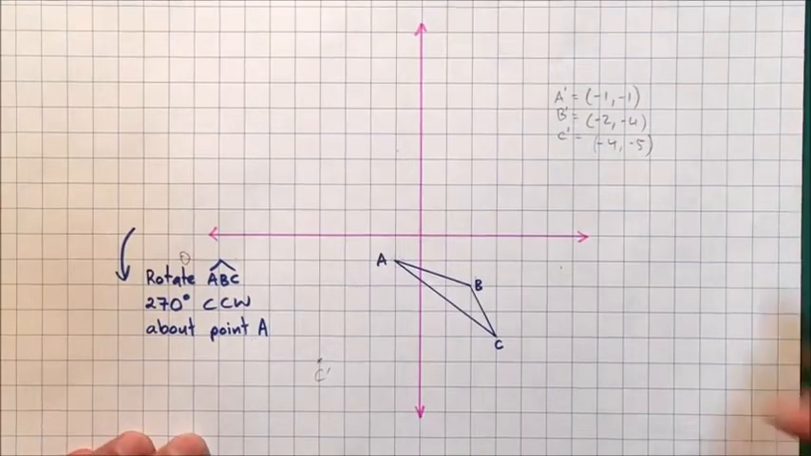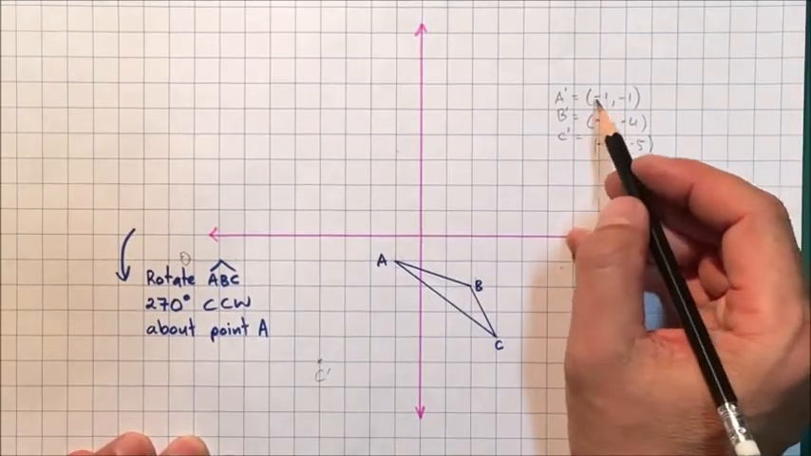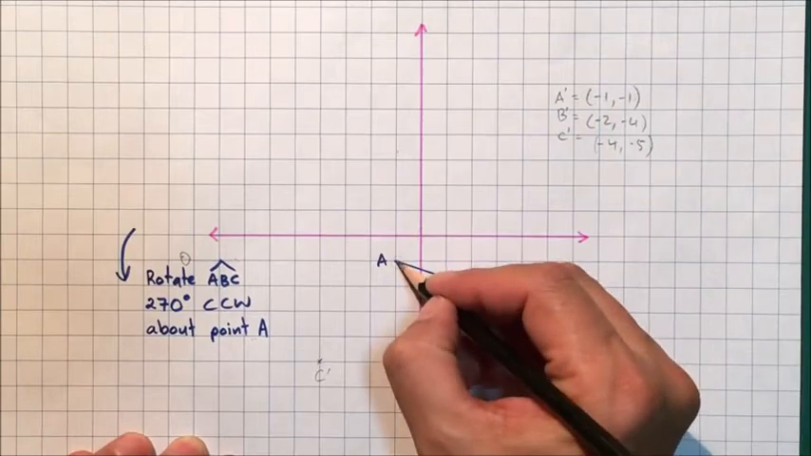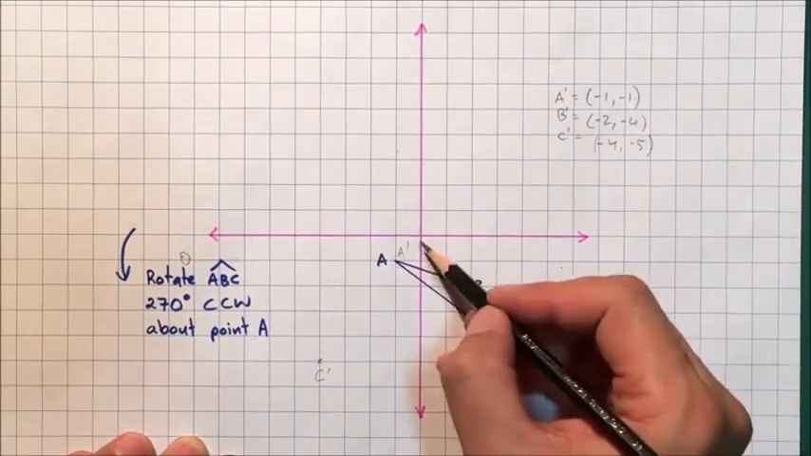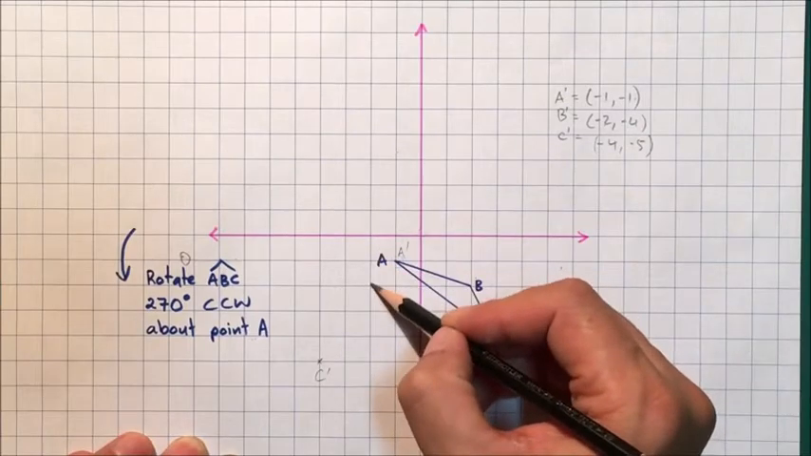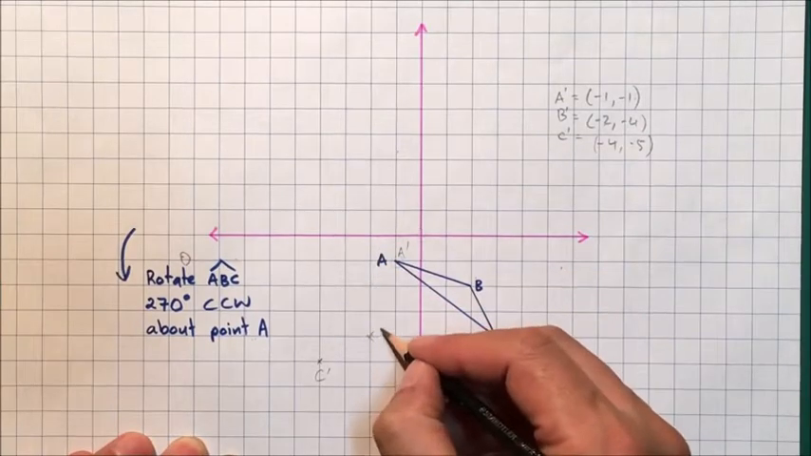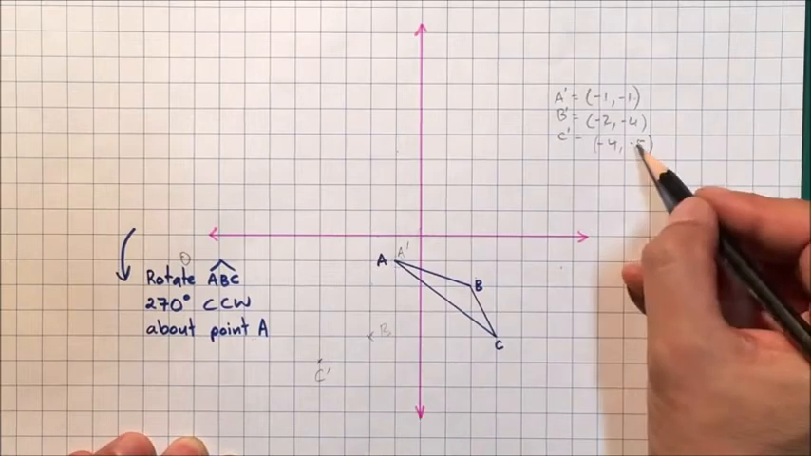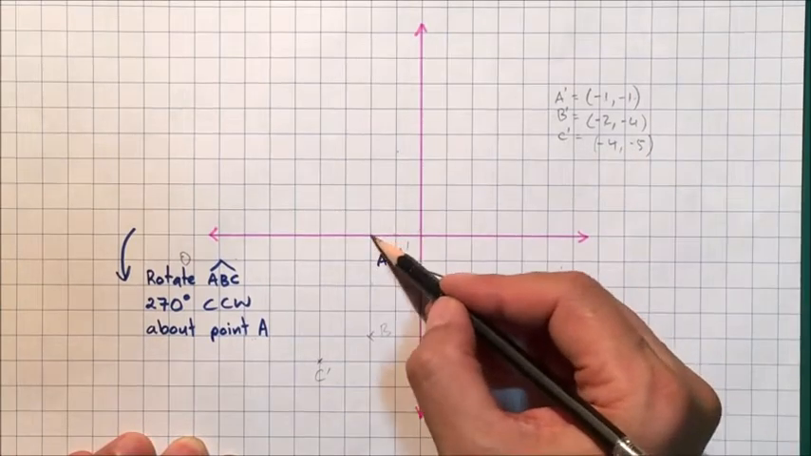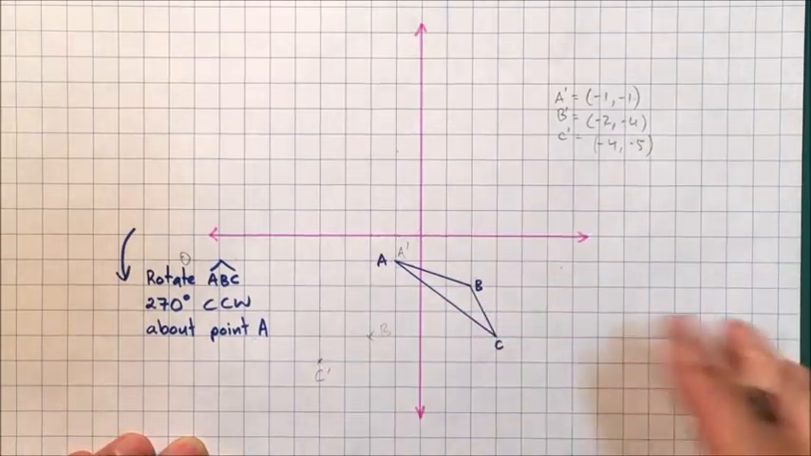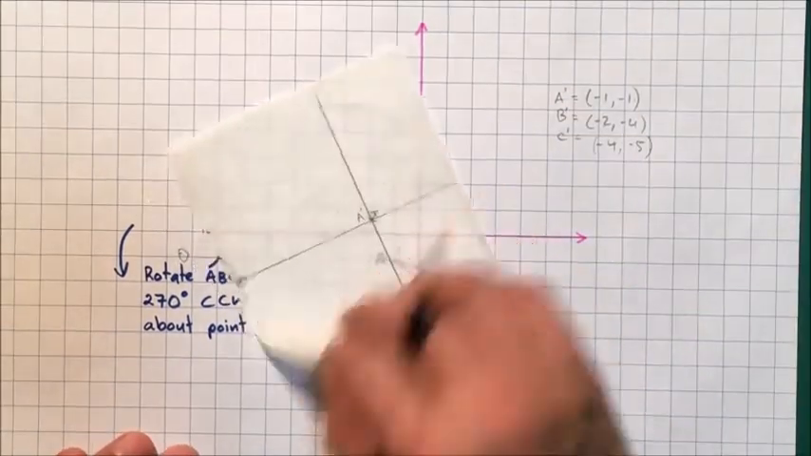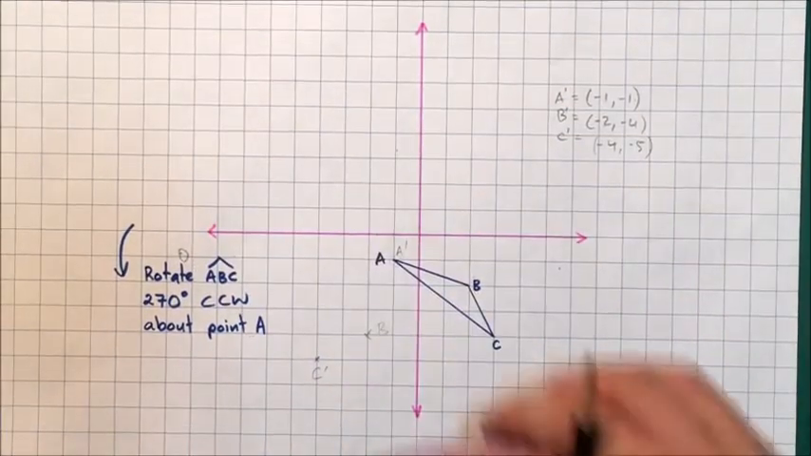Great. And now I just plot A dash. So -1, -1. That's going to be A dash. Great. B dash is -2, -4. 1, 2, 1, 2, 3, 4. So this is going to be B dash right here. And C dash is -4, -5. 1, 2, 3, 4. 1, 2, 3, 4, 5. So that's where we had it when we were trying the old lift up the corner of the paper trick.